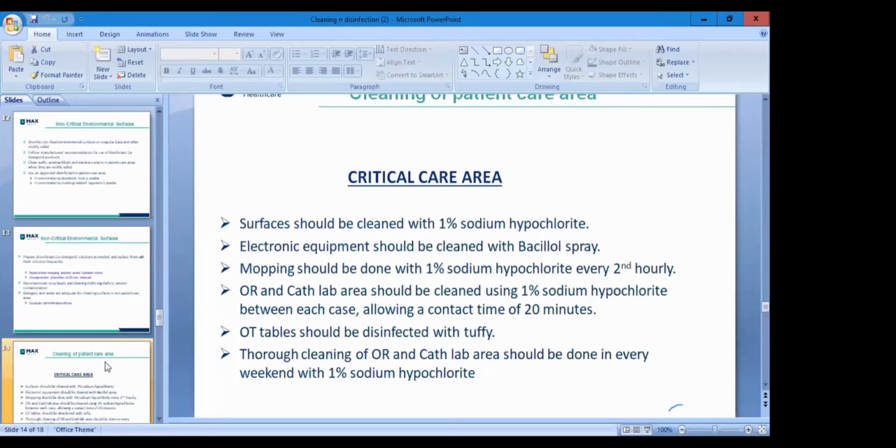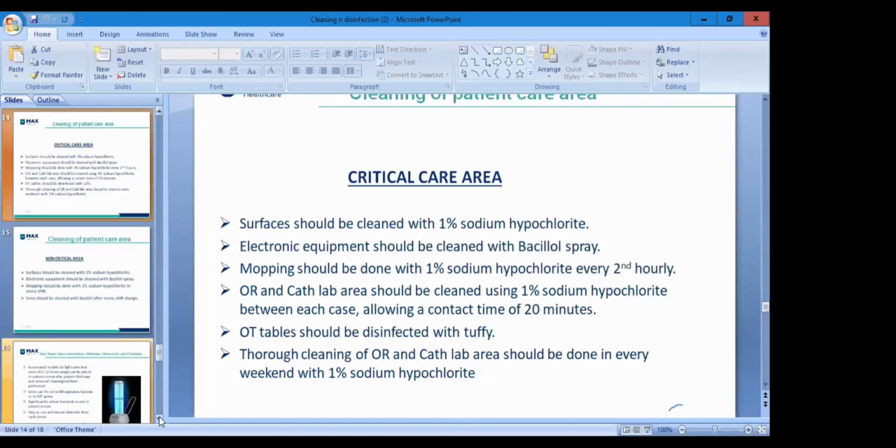So after the new guidelines from CDC had come that fumigation cannot be done, what we do is we have a fogger in which 1% sodium hypochlorite solution is made, and we fog our OT theaters every week. And after that, the surveillance swabs are taken, which show us that none of the area is contaminated, and those areas are cleaned by all methods. So this is what we have done for critical areas.